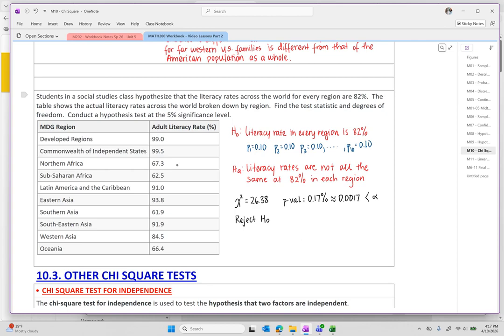And my conclusion will be that at the 5% significance level, the sample data provides sufficient evidence to support that literacy rates are not all the same at 82% in each region. So please, when you complete your notes for submission for our course, fill in the conclusion yourselves. Remember to mention only the alternative hypothesis in your conclusion.